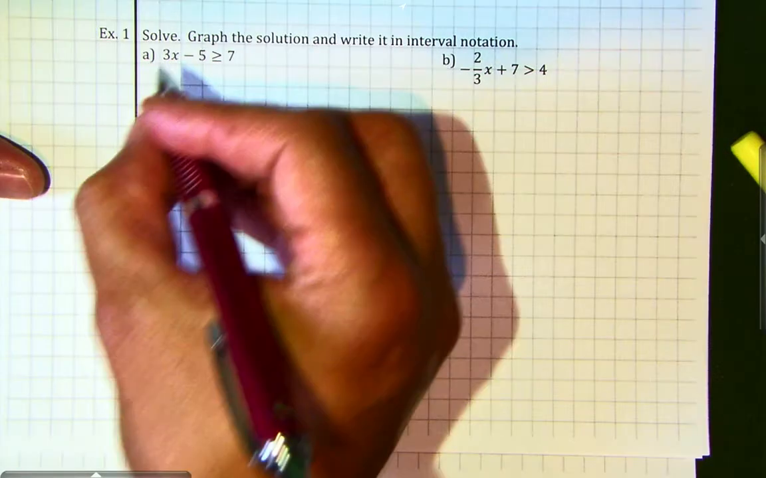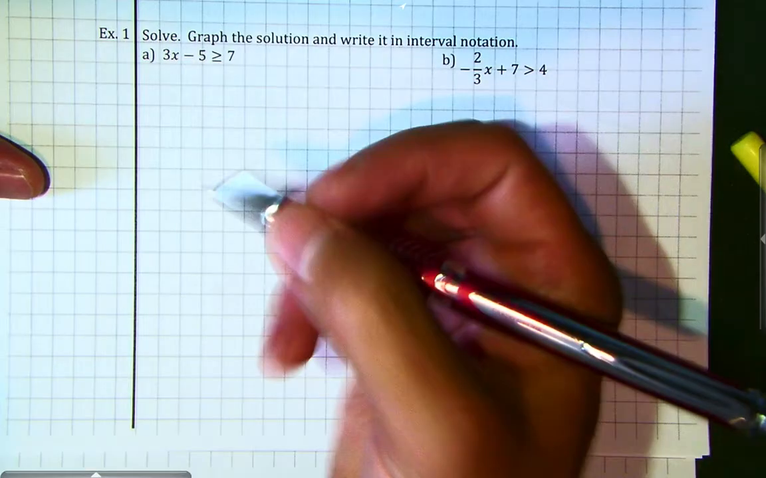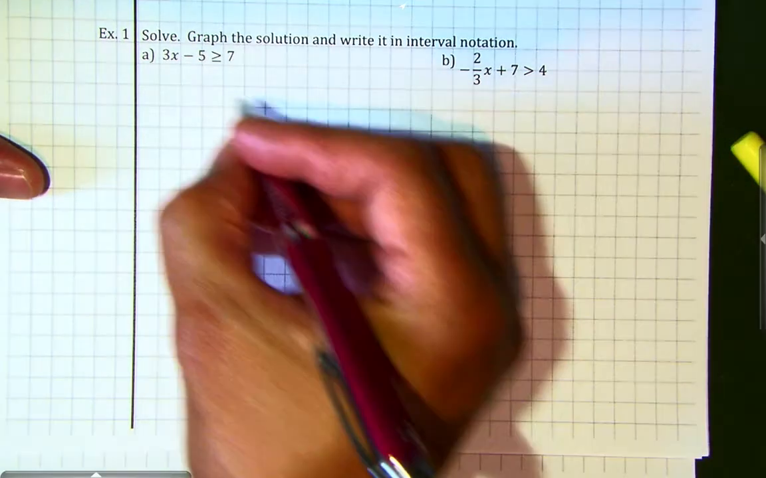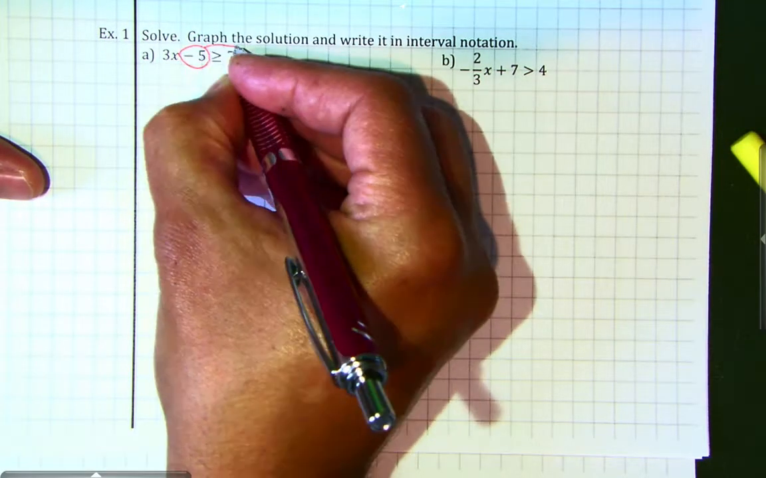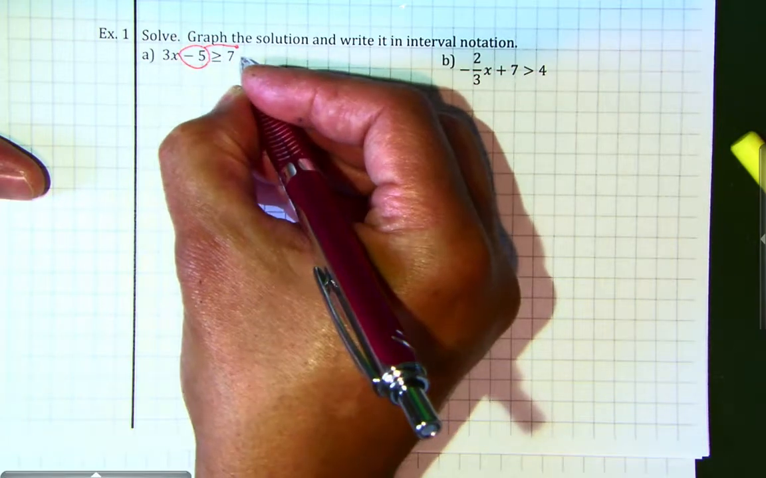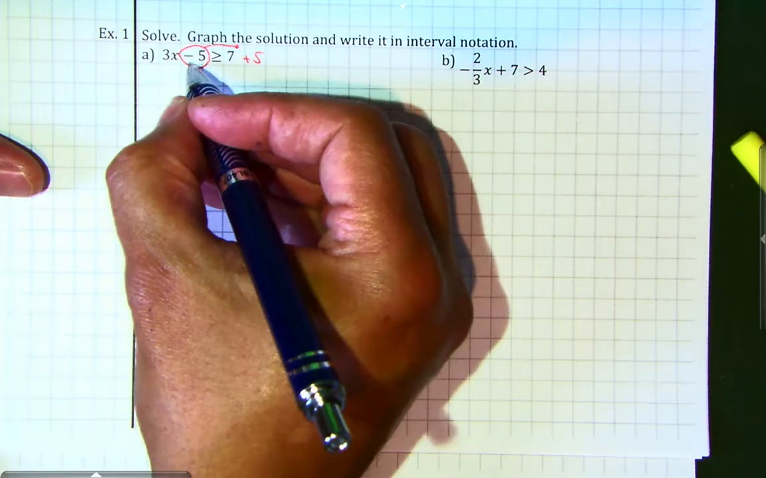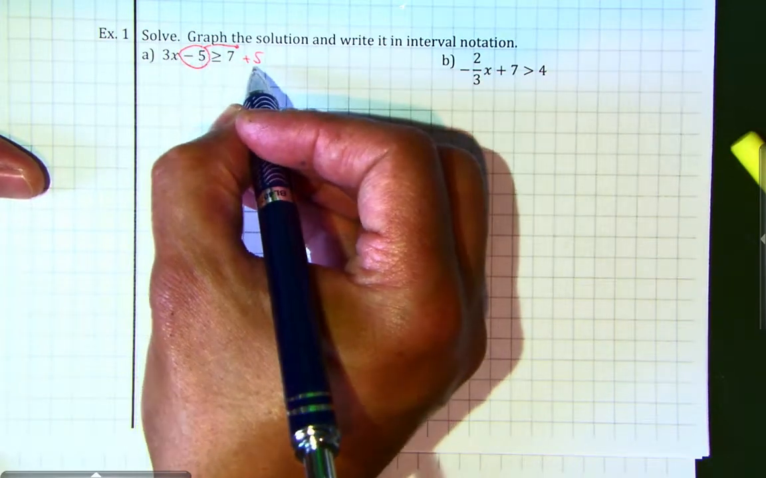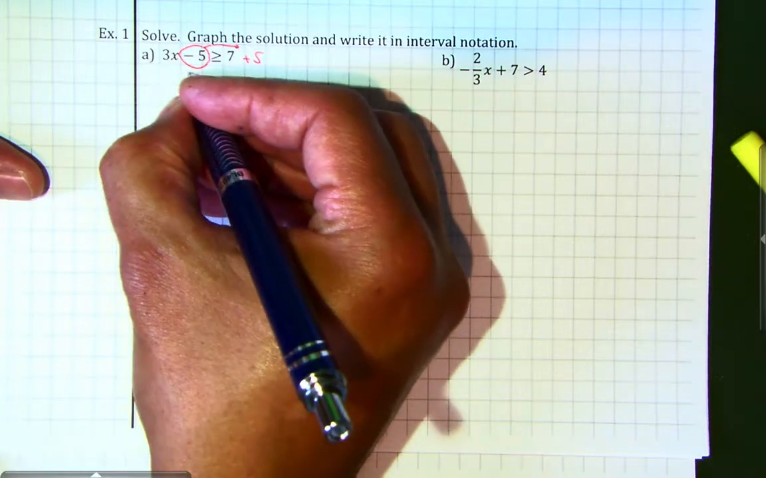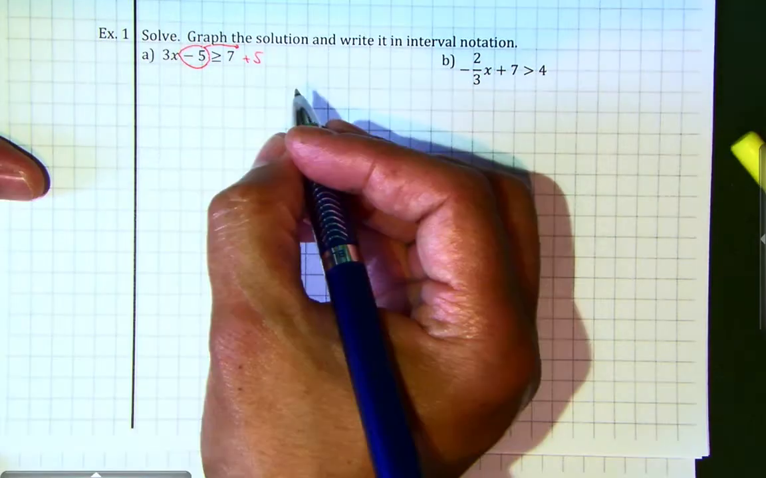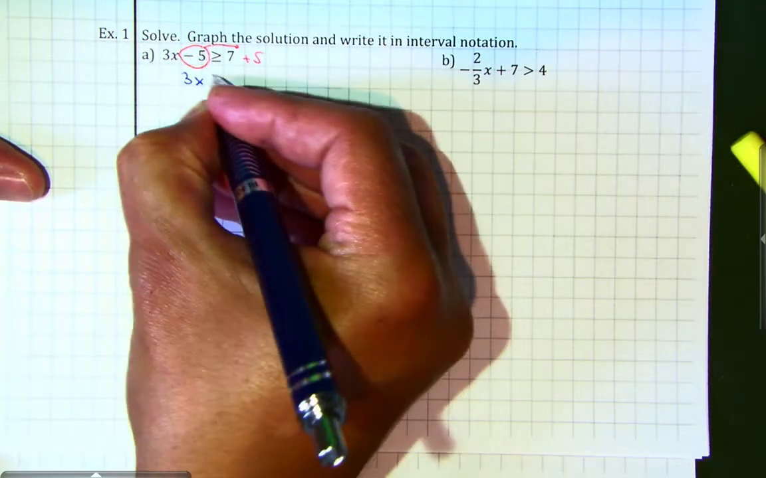Now, you can add 5 on both sides. You can do plus 5 and plus 5, but just for my purposes, to be able to speed up the process, I'm just going to move things left and right, because that's going to be very helpful as we move on to more challenging problems. It's negative 5, so we can say positive 5. So therefore, we have 3x is greater than or equal to 12.